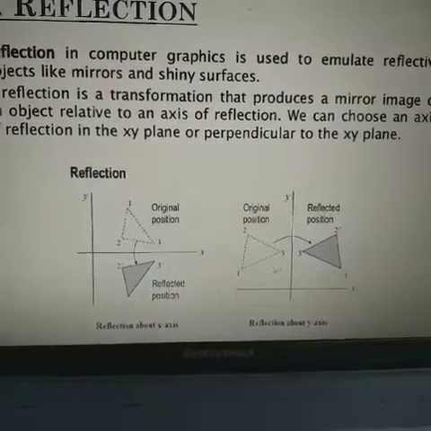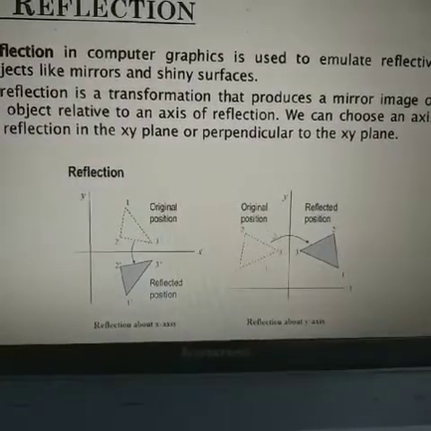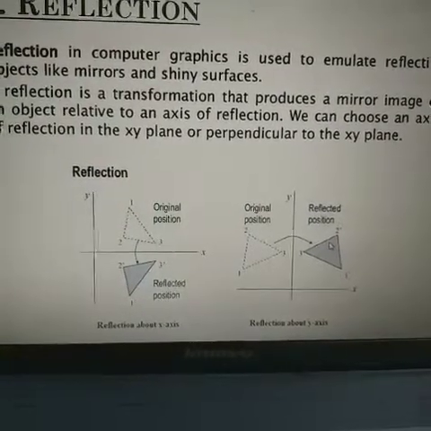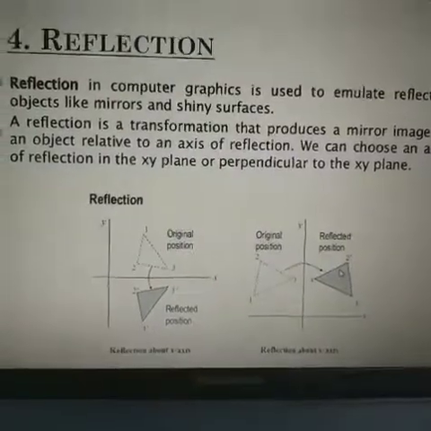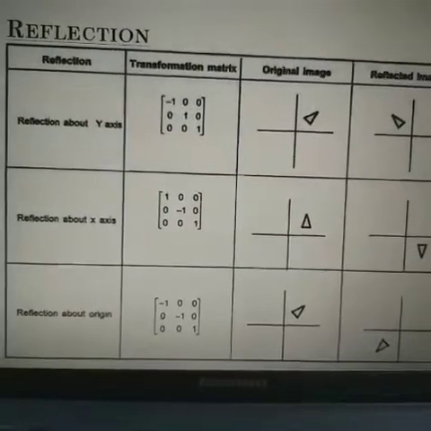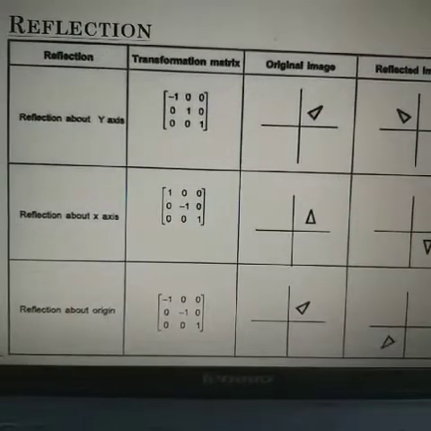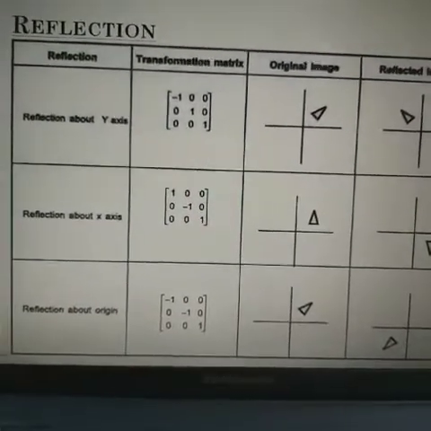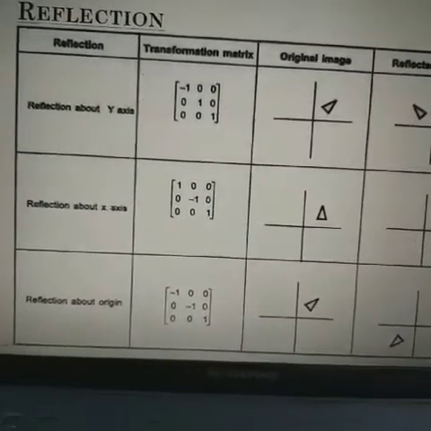reflected on the y-axis. So there is the original object and this one is the reflected object. So the various transformations of reflection are about the x-axis, the y-axis, and with respect to the origin. So we are discussing each of the transformations one by one.